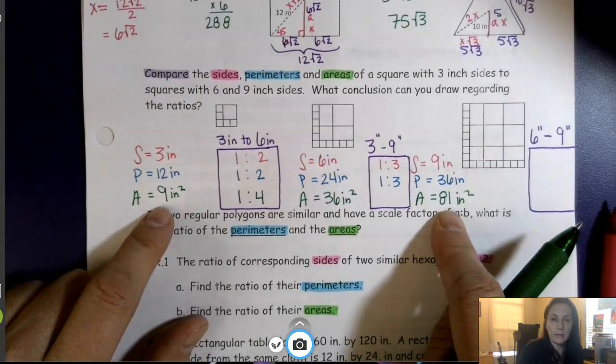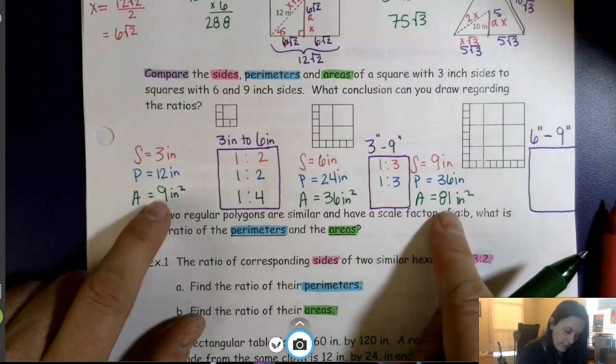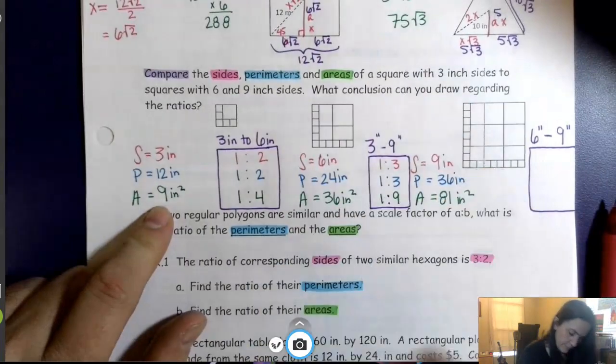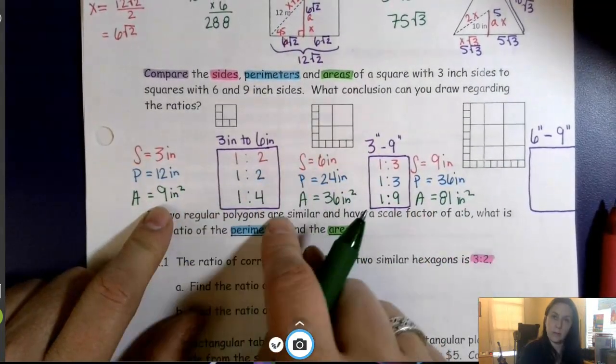This one will be 1 to 9. There we go. 1 to 3, 1 to 3, 1 to 9. 1 to 2, 1 to 2, 1 to 4.